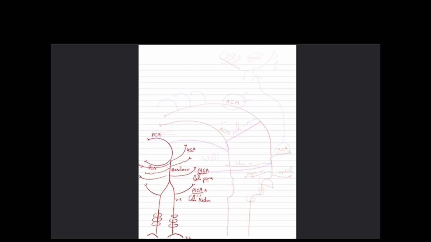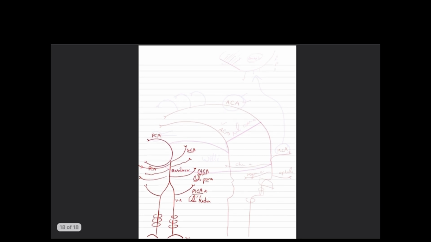Now moving to the anterior circulation. In the anterior circulation, we have the internal carotid artery, which enters the cranium through the carotid canal. So this is the carotid canal. Then it exits through the foramen lacerum. So this is the foramen lacerum, and it enters the cavernous sinus.